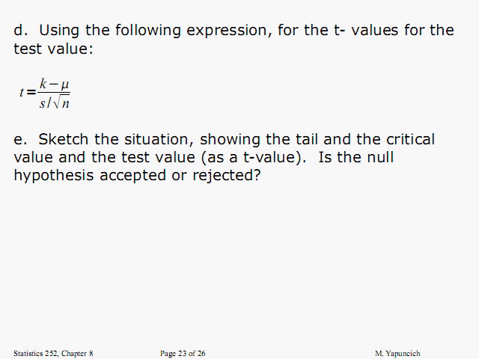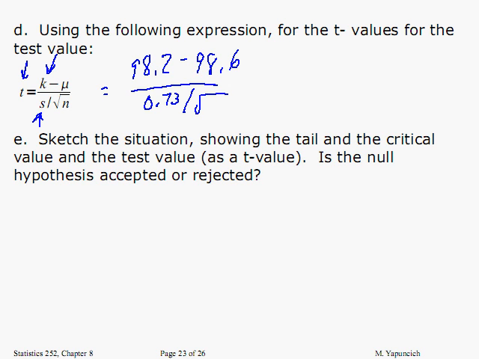And now you have to sketch this. I'm sorry, you can compute this first. You have to take that test value of x-bar and turn it into a t value. So that would be, I think it was 98.2 minus 98.6, and the standard deviation for the sample was 0.73, and it's divided by the square root of 501 because that's the sample size. And from that you find a t value.